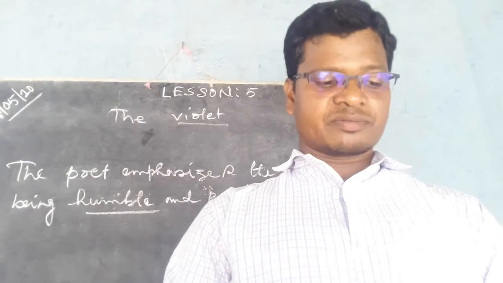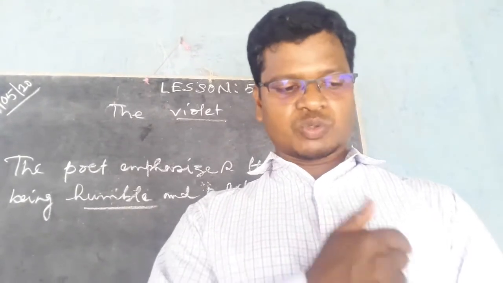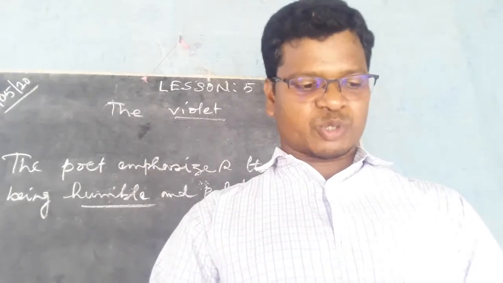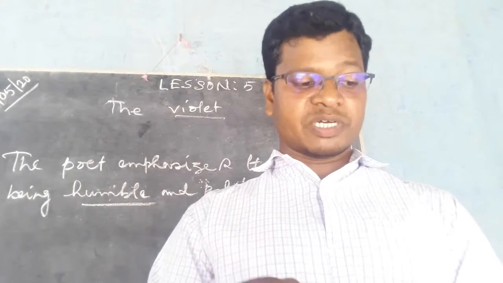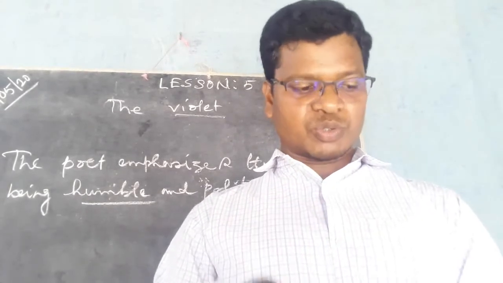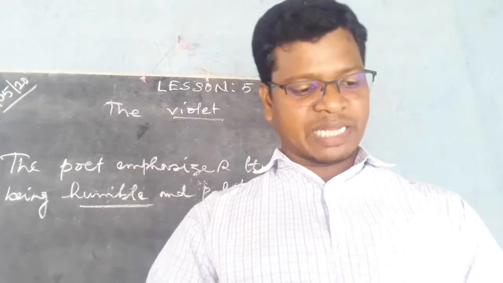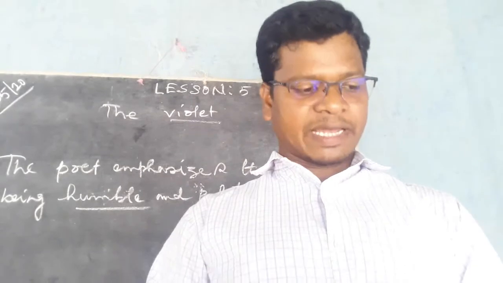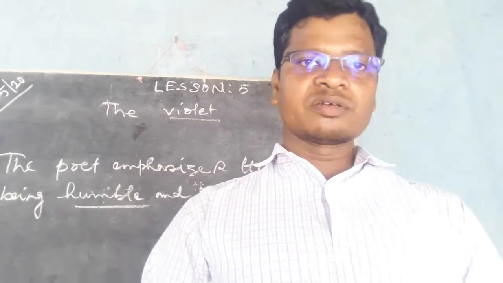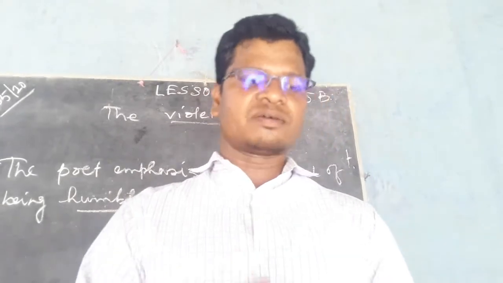So let's see the poem once more. Down in a green, shady bed, a modest violet grew. So where this flower is growing, we can see here, down in a green and shady bed, a modest violet grew. And how its stalk was, you see, the stalk was bent, and therefore it hung its head. Why? Just to avoid being seen by the other people.